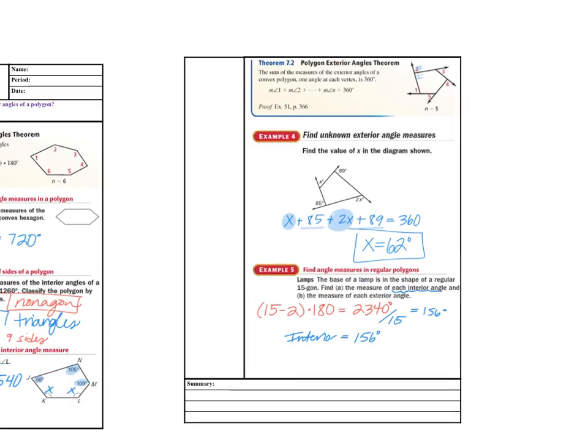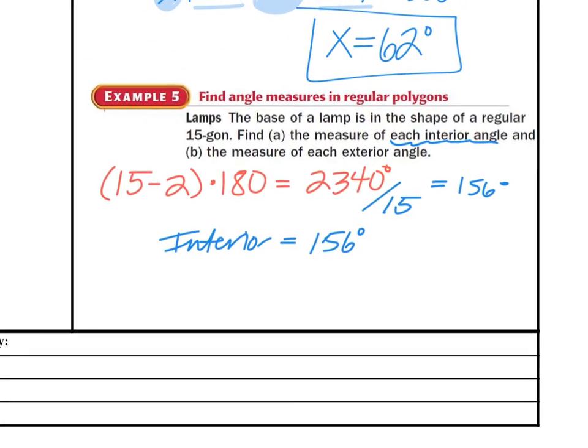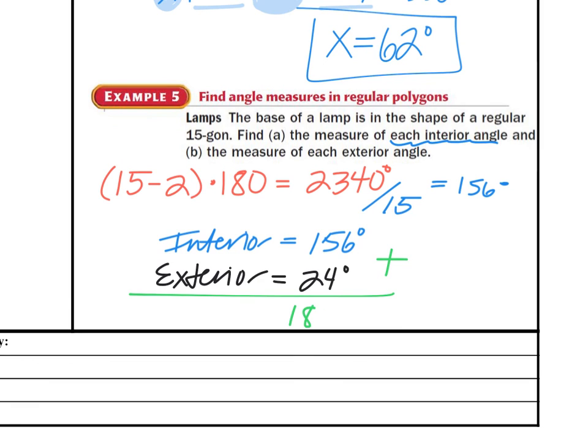So yeah, you can do 360 divided by 15, or if you know that the interior is 156, then the exterior has to be 24 degrees, because 156 plus 24 is 180. Okay, so here's your exterior angle. The reason this works, if you need to see a visual, they add up to 180 degrees because they're a linear pair.